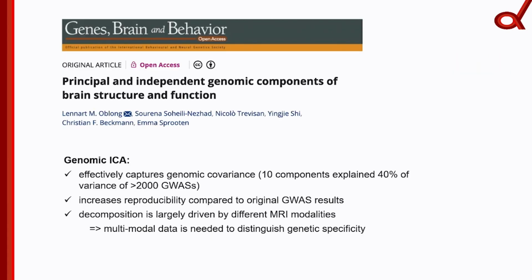If you want to read more about our method and what this is all based on, here is a paper where we describe this in detail. We also show in this paper that this genomic ICA effectively reduces the dimensionality of the data. So 10 components in this paper explained about 40% of the variance of over 2,000 genome-wide association studies. So that is a reduction of 2,000 to 10, whilst maintaining a lot of the variance.